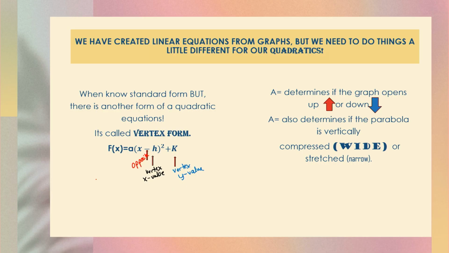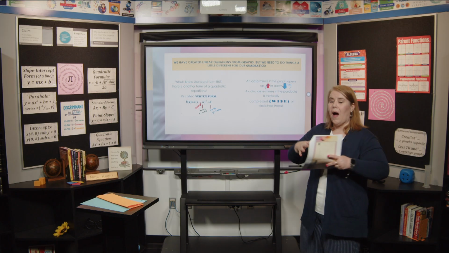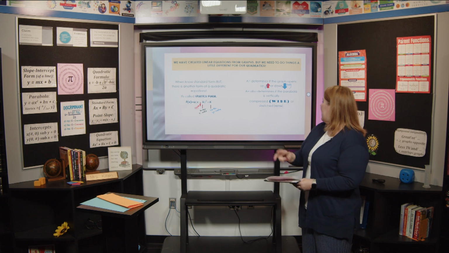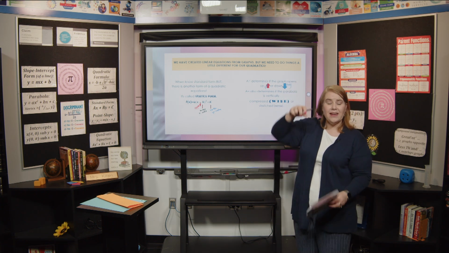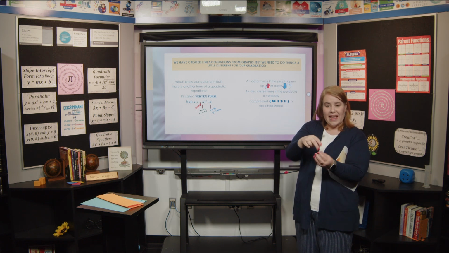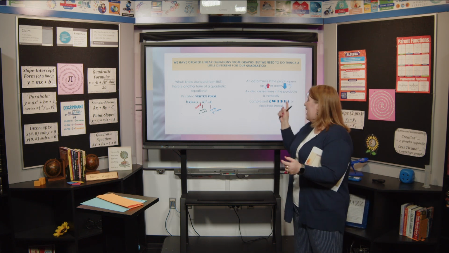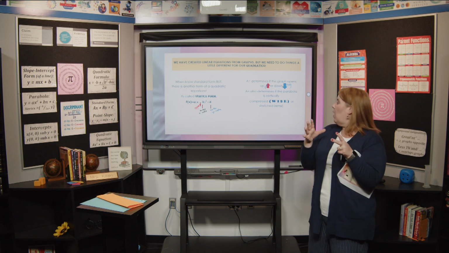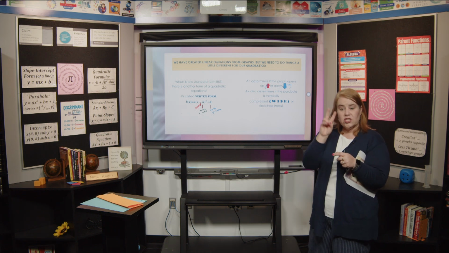Now, Ms. Killen, you hadn't told me anything about a yet. Well, let's see. A determines if the graph is going to open up or open down. If it's positive, it's going to open up. If it's negative, it's going to open down. It also determines if the parabola is vertically widened, which is compressed, or if it's stretched, which is narrow, kind of like when we take a rubber band and we stretch it, or if we push it down, it compresses and gets wider. So that A has a real big job for us. It's going to tell us two different things.